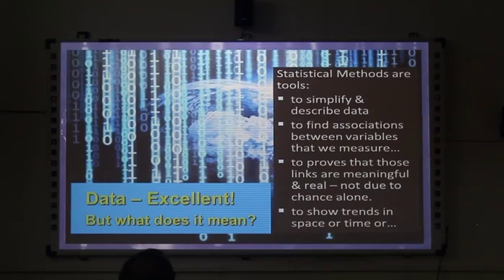If you go to a mathematical department's statistics course, they will show you how to design all of these and what the mathematical construction is. Here we're just using them. We don't want to build the hammer or the mobile phone ourselves, we just want to use it, okay? And we're going to use it for several things: to simplify and describe data, to find associations between the variables that we measure, to prove that those links are meaningful and not due to chance alone, and to show trends over space and time.